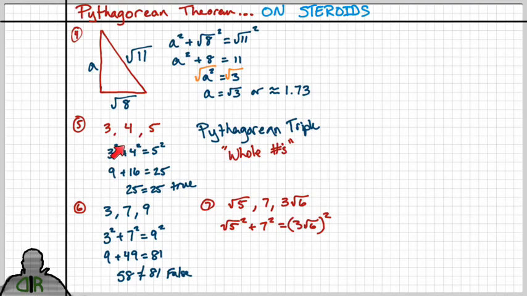I could have done any different combination here. It doesn't really matter. I'm not telling you leg, leg, hypotenuse. I am telling you the side lengths. It doesn't matter what order they're in. You need to determine which one is going to be the hypotenuse. So don't forget to test that every time, okay?